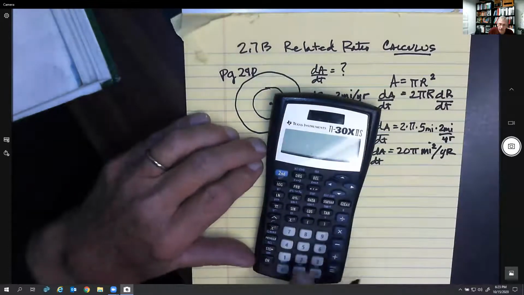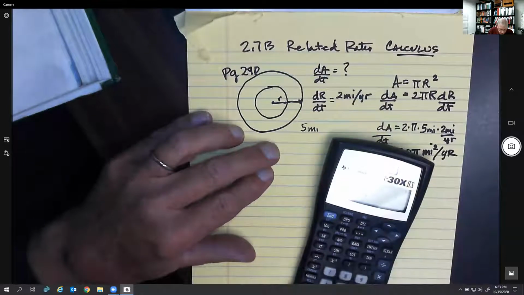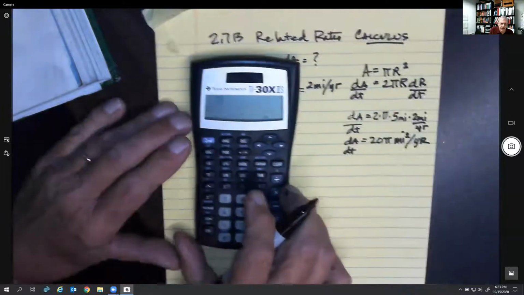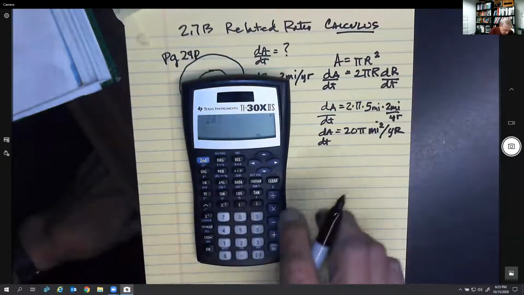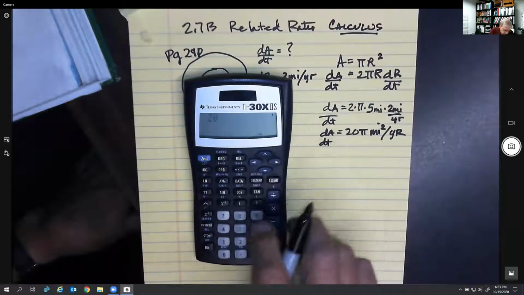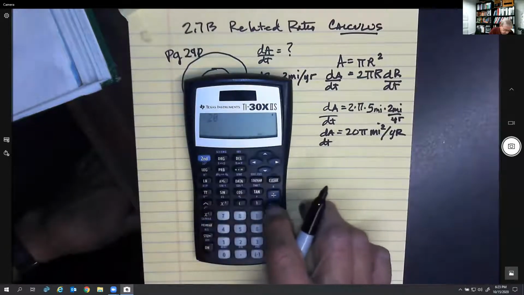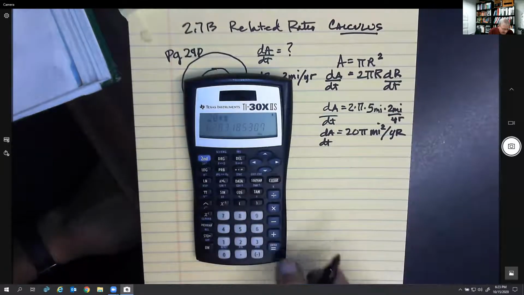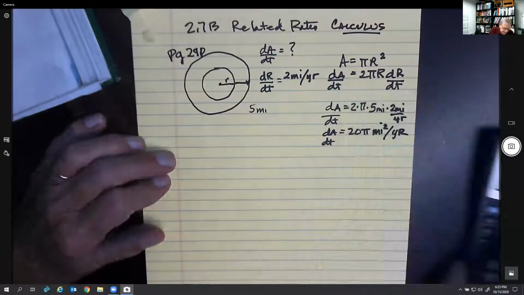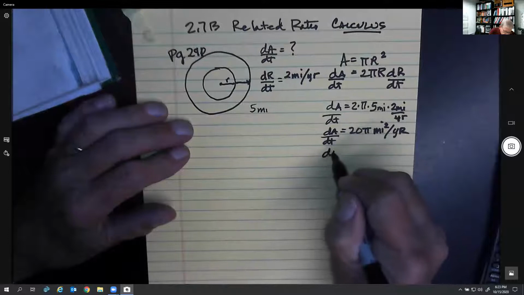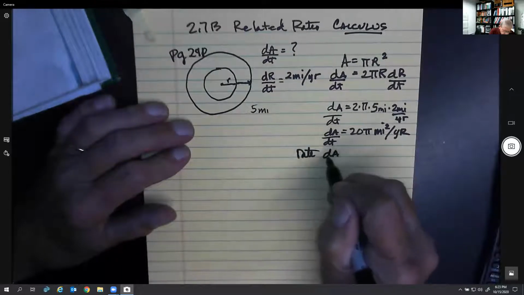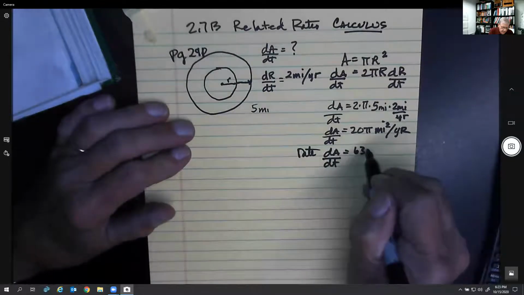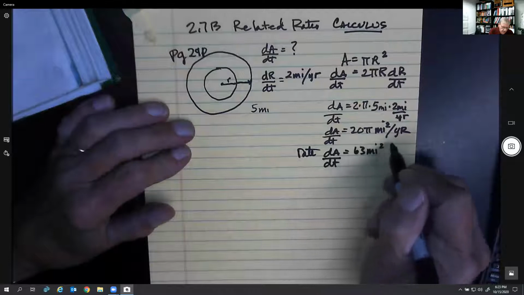Well, 20 times pi, let's use our calculator here. 20 times pi equals about 63. So the rate at which the area is increasing is about 63 square miles per year.